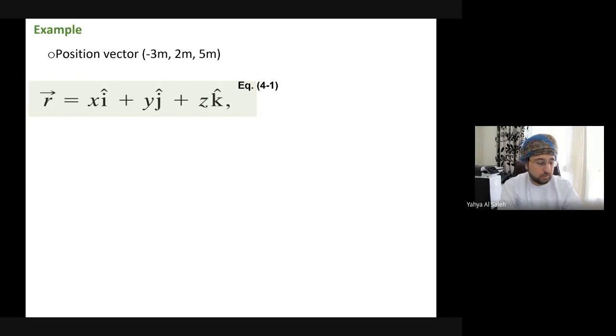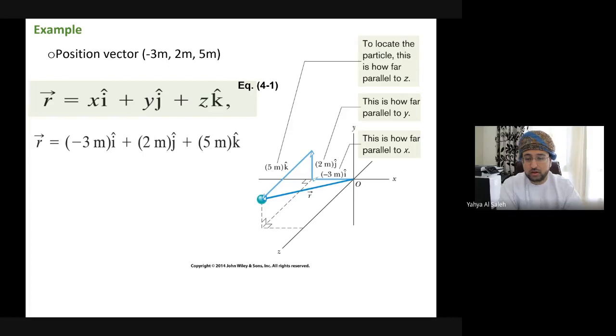Let's do an example. We have something at position vector -3, 2, 5, all in meters. So this is our position vector, R, xi, yj, zk. I'm just going to substitute the numbers in. We get -3i plus 2j plus 5k. So far, so good. No issues. To locate the particle, this is how far it is parallel to the z-axis, this is how far it is parallel to the y-axis, and this is how far it is parallel to the x-axis. Simple. We have done this a million times before in the vectors chapter. In our tutorial, we did some examples. In school, you did a lot of these. Nothing new.